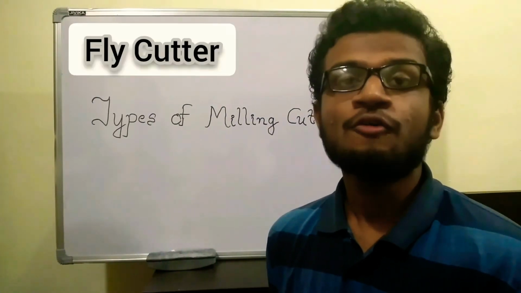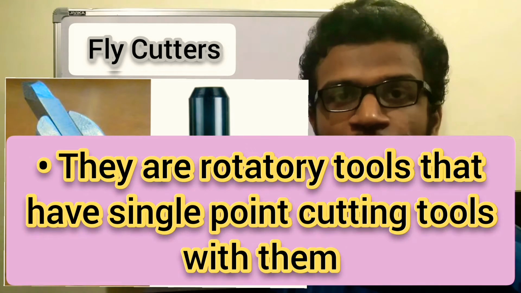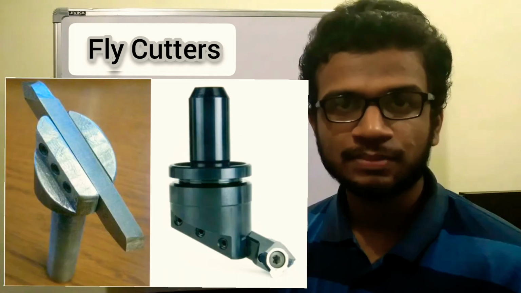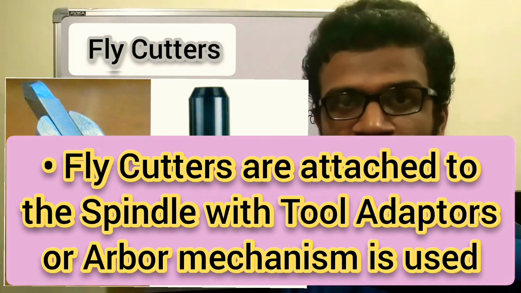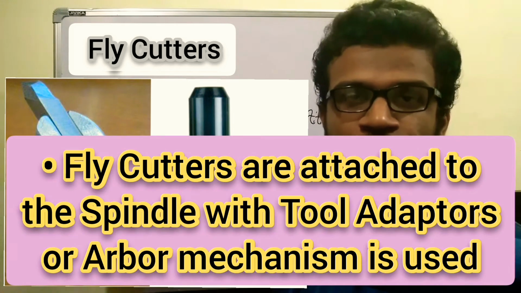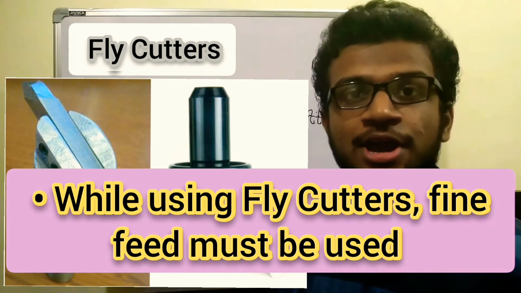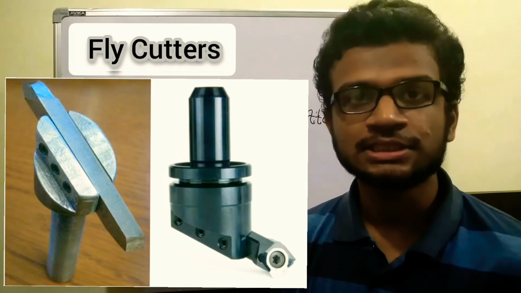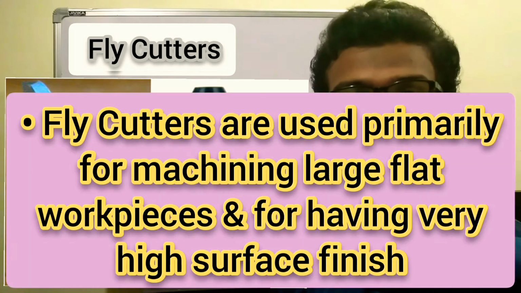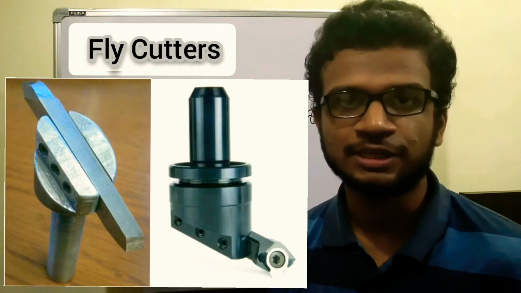Let us discuss fly cutters. These fly cutters are rotary tools that have single point cutting tools with them. They are attached to the spindle using a tool adapter or arbor mechanism. While using these fly cutters, a very low amount of feed must be given. They are primarily used for machining large flat workpieces, and also for providing a very high quality of surface finish.